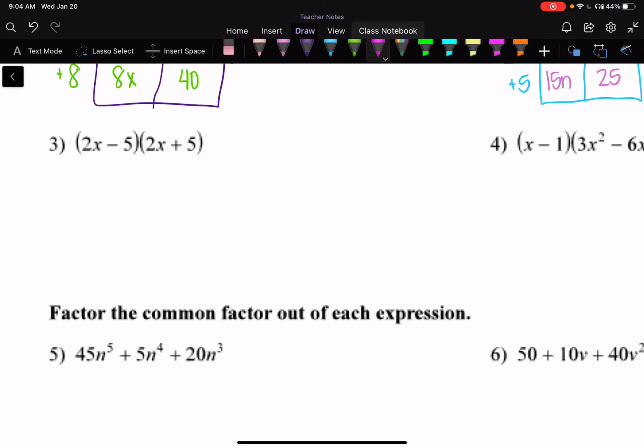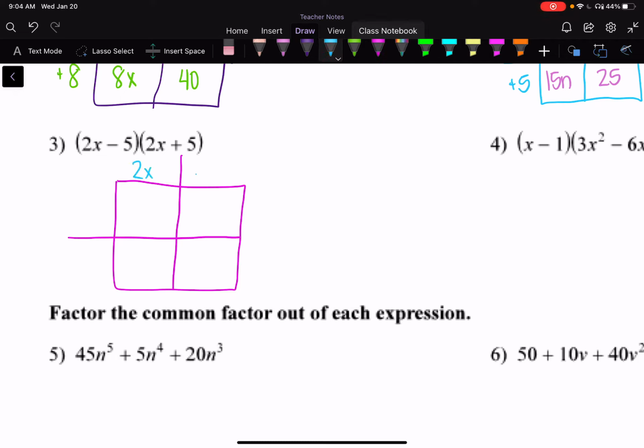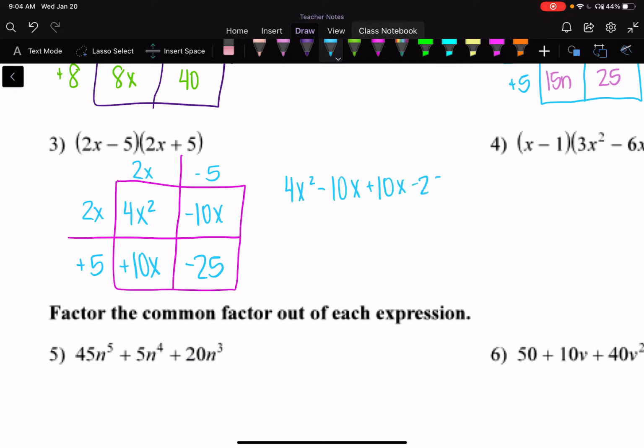Number 3. Another 2 by 2 box since it's a binomial times a binomial. 2x and negative 5, 2x and positive 5. Multiply within the box. Pull out all my terms. Combine my like terms, and these add to be 0, so that leaves me with 4x squared minus 25.